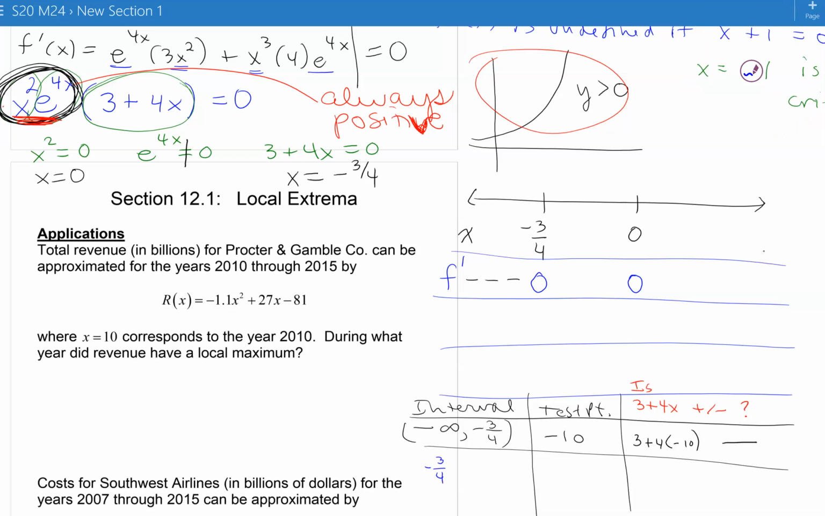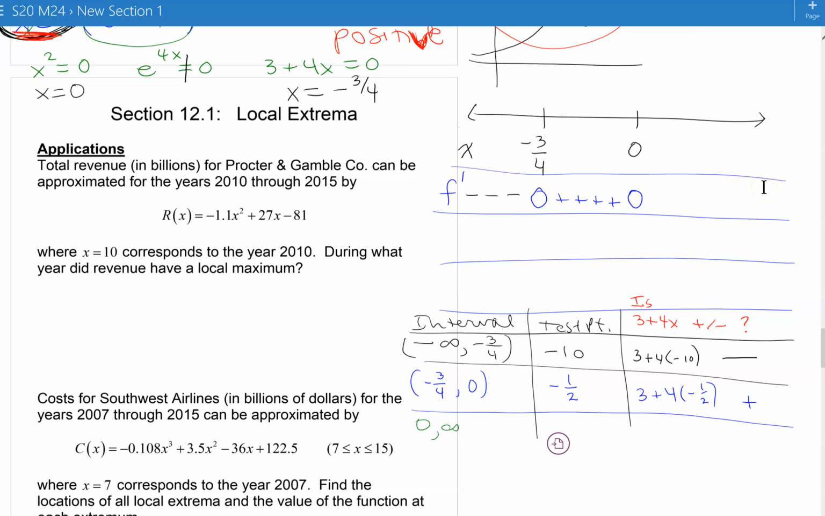Then from negative 3/4 to 0, let's pick negative 1/2. 3 plus 4 times negative 1/2, that's going to be positive. So everywhere from negative 3/4 to 0 on the x-axis, the derivative is going to be positive. And then I have from 0 to infinity, so I'm going to pick 10. 3 plus 4 times 10, clearly positive. So notice there's not a predictable pattern. Here we have negative, positive, positive for the derivative.